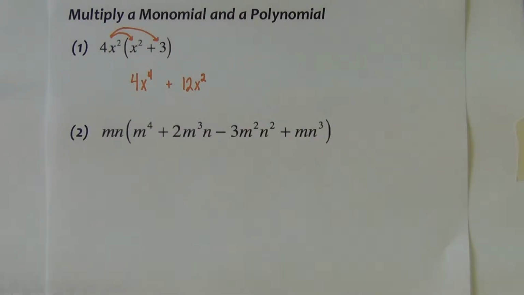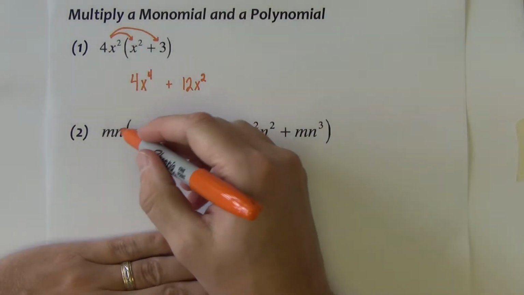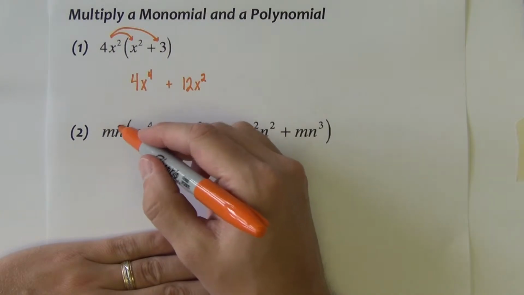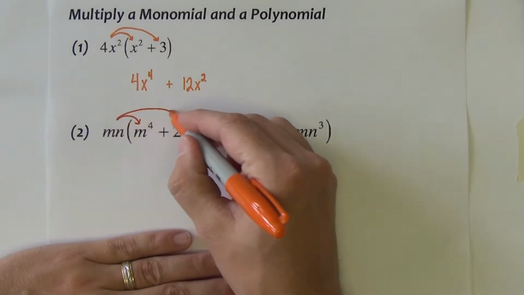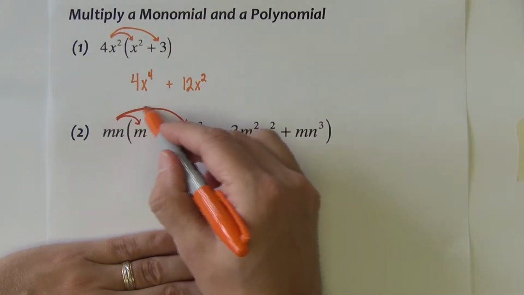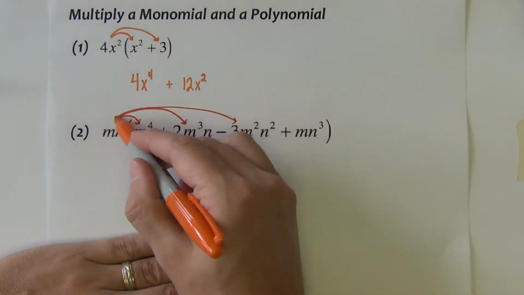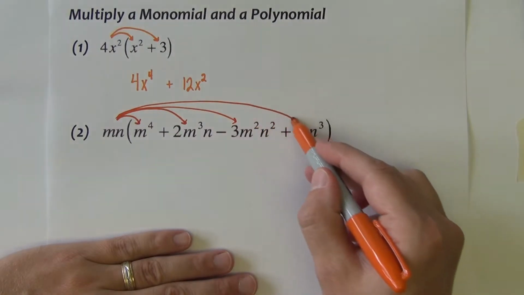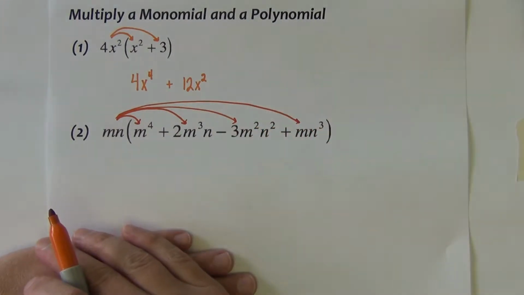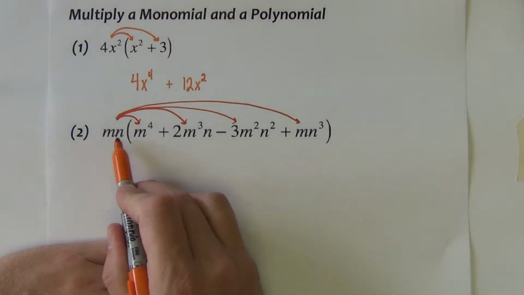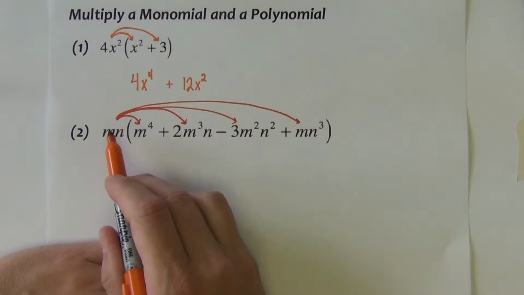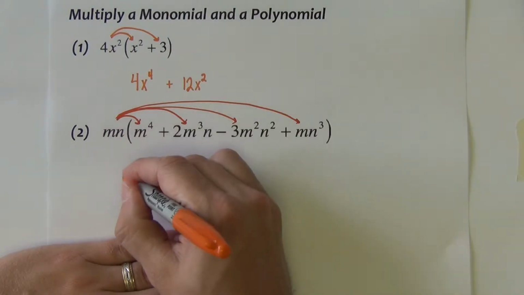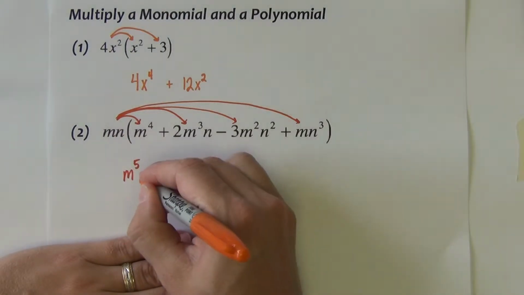The next one, we're distributing mn, and those are both first power, mn into all this polynomial. So it's going to go here, here, and that one, and that one. And we're going to add exponents as we do this. Remember, the exponents on the m and the n up here in front are both ones. Okay? So mn times n to the fourth is m to the fifth n.